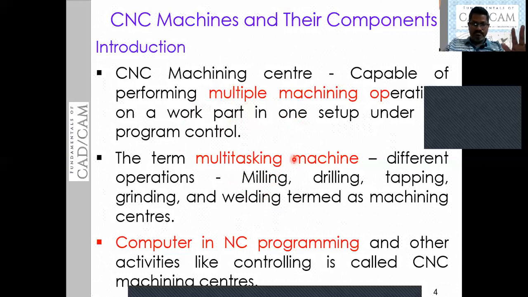Then computer and NC programming and their activities like controlling is also called the CNC. It must be able to use and act according to the signal activities received from the machining center. This is also required for the CNC machine.